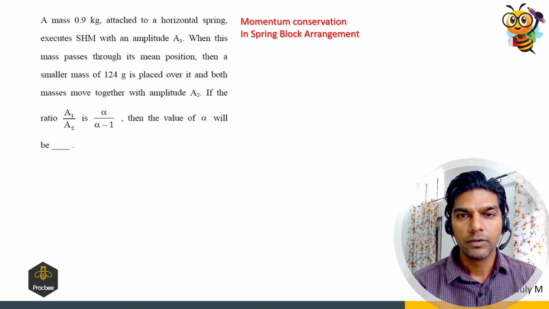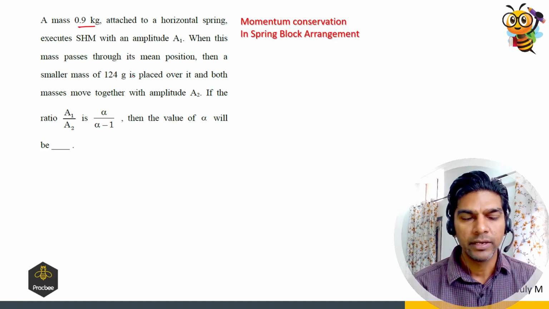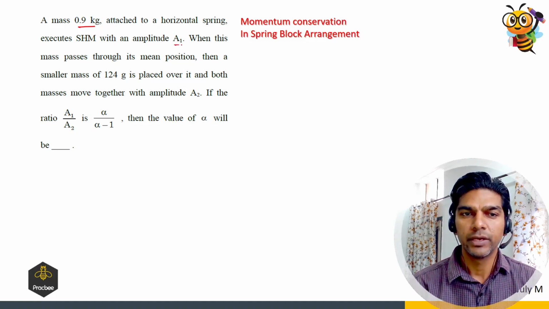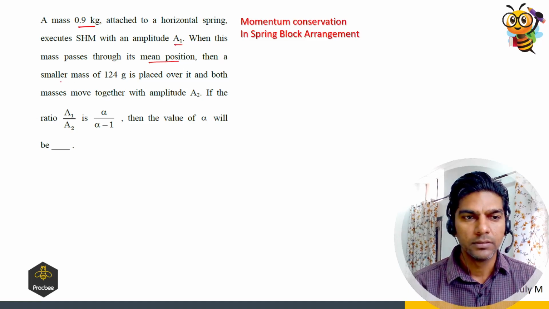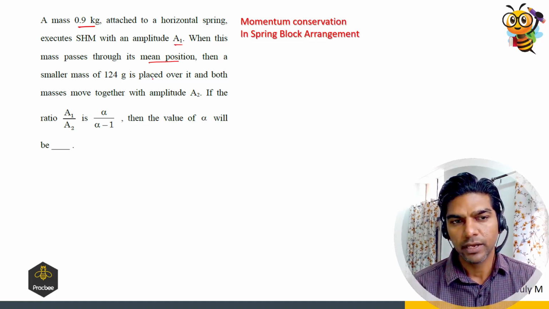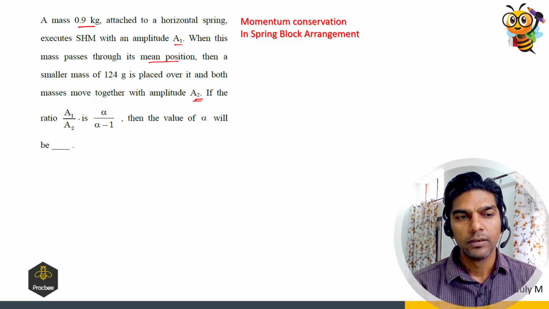Now this is a question based on another problem type, momentum conservation in spring block arrangement. Let us see. A mass of 0.9 kilogram attached to a horizontal spring executes simple harmonic motion with an amplitude A1. When this mass passes through the mean position, a smaller mass of 124 grams is placed over it and both the masses move together with amplitude A2. If the ratio A1 to A2 is alpha upon alpha minus 1, then what is the value of alpha?